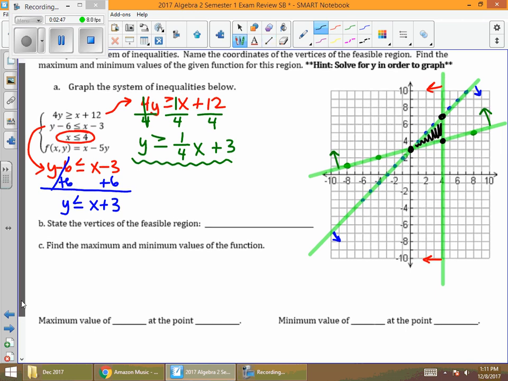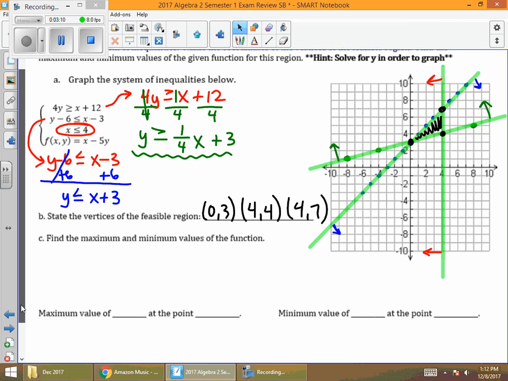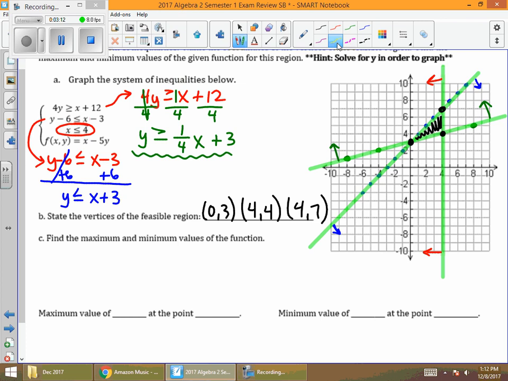Right, so for part B, it asks, state the vertices of the feasible region. It's just talking about what are the corners of that shape. So we'd have 0, 3, 4, 4, and then 4, 7. Now if you notice, there was one equation that I haven't dealt with yet, and it's this third one. That's what we're going to use to find the maximum and minimum values for this function.